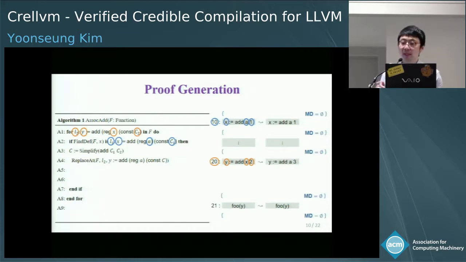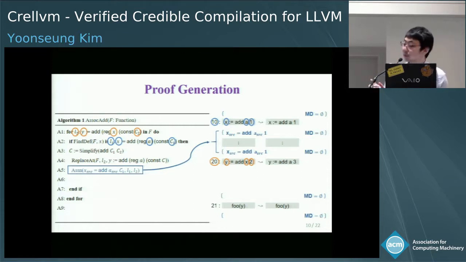Initially, we start with the empty assertion at each line, as you see on the right-hand side. Then we write code that generates the assertion x equals a plus 1 in the source between lines 10 and 20. Note that all necessary data for proof generation are already computed by the original compiler code. So we can easily write proof generation code without extra computation.